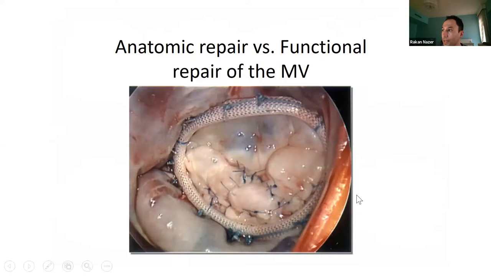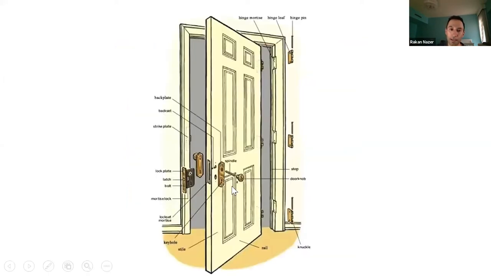Again, the idea of repair of myxomatous mitral valve is a functional repair. It doesn't matter how the valve looks. It looks like Frankenstein, it looks terrible, but you need a functional repair on echo. The posterior leaflet is basically like the door frame that holds the anterior mitral leaflet. So the whole idea of mitral valve repair is restoring an adequate shelf around the anterior mitral leaflet.